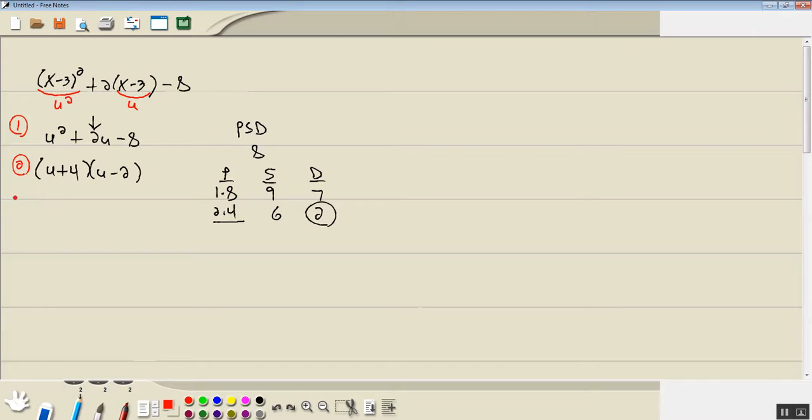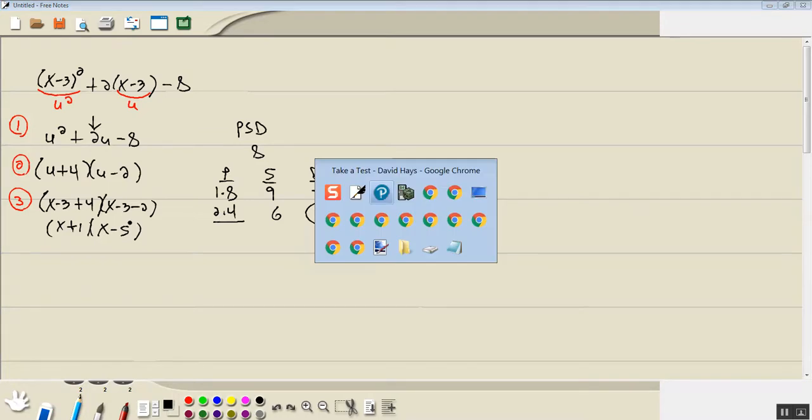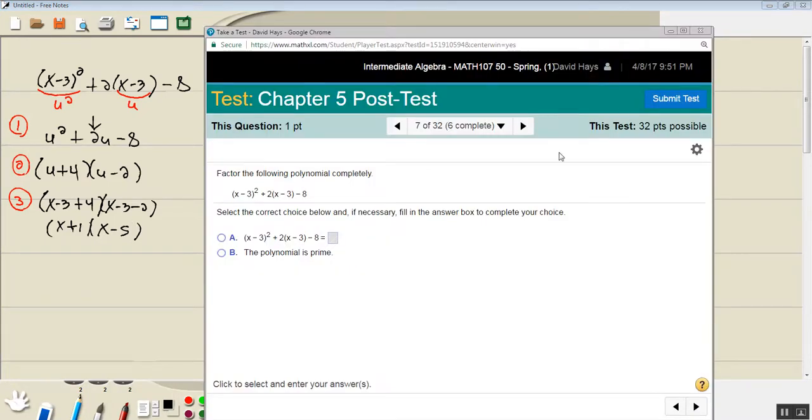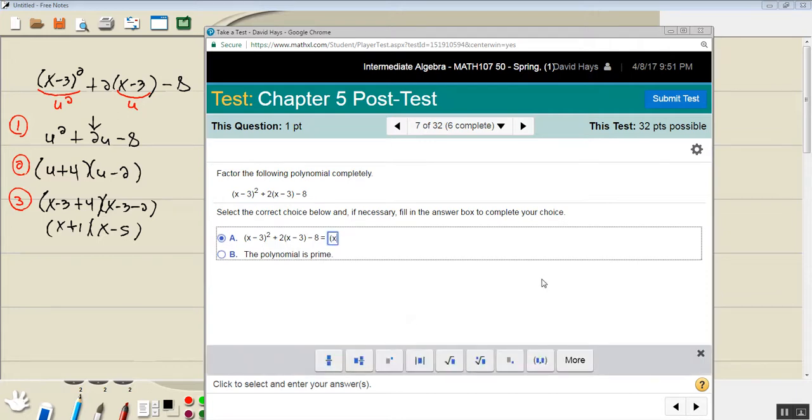Then step 3 of the U-substitution: plug u equals blank back in. So we said u is equal to x minus 3, so we'll plug that back in. So we got x minus 3 plus 4, and x minus 3 minus 2. Negative 3 plus 4 is 1, so we got x plus 1. And this one, negative 3 minus 2 is negative 5. So we're going to have x plus 1 times x minus 5.